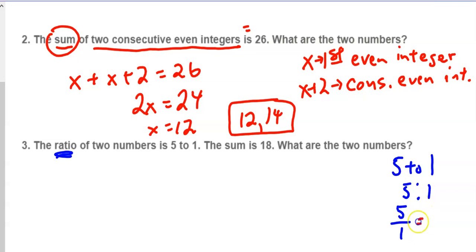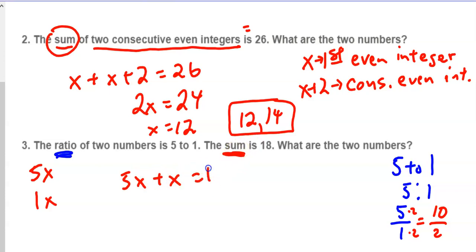So the numbers could have been maybe 10 over 2. I multiplied this one by 2, so I had to multiply that by 2. 10 over 2 reduces to our ratio 5 over 1. But again, it can be any multiple of this, and it simply reduces to 5 to 1. So to represent that, we use 5x and 1x as our two numbers that have this ratio. Now again, we're talking about the sum of these two numbers, so we want to add those up, equals 18.